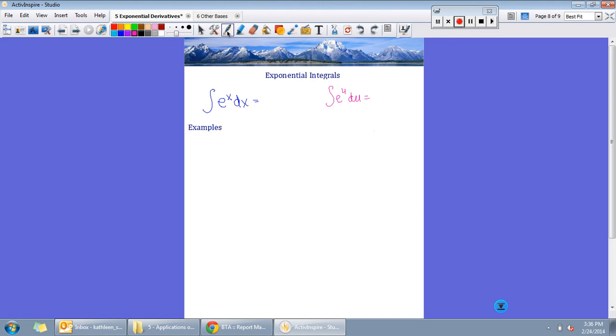Okay, now we've gotten to the examples of integrals of e to the x. Again, these are my favorite because they're so easy. The antiderivative of e to the x is e to the x plus c, and the antiderivative of e to the u is e to the u plus c.